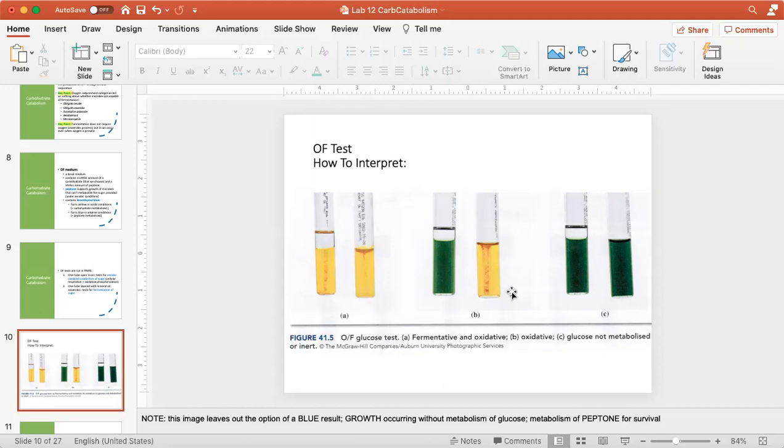Now look at the middle one. Positive result right here for aerobic cellular respiration. This microbe performs aerobic cellular respiration of glucose in the open air tube. In the fermentative tube, I have no change. The media stayed green. So this particular microbe can do oxidative metabolism, but not fermentative. When you cover the tube with oil and you block out the air, it cannot grow. It's not growing in here. That's why the media is staying green.